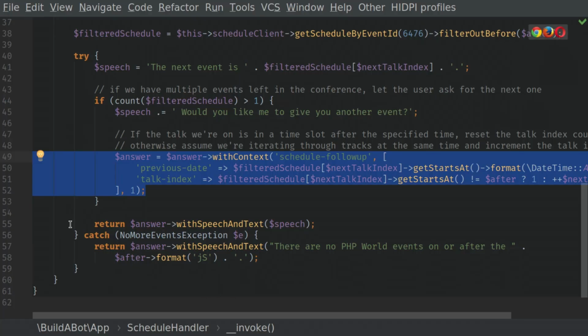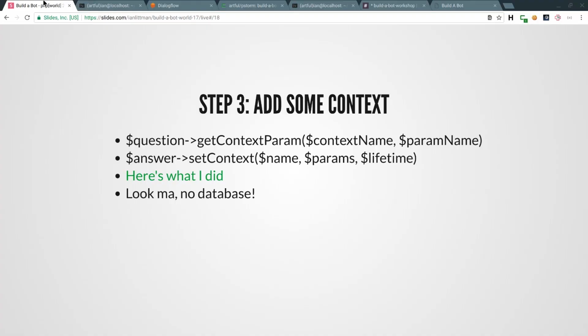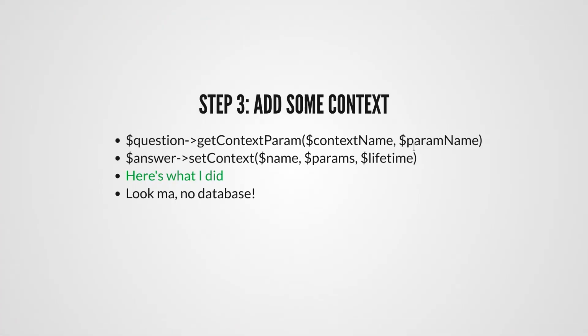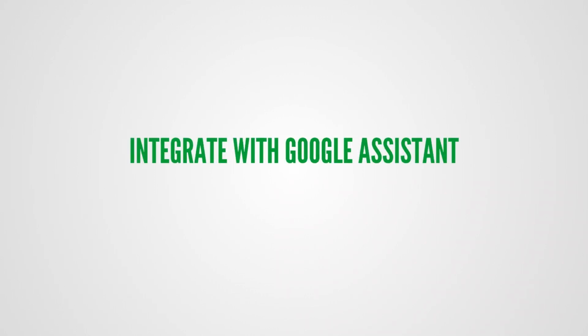Again, for the sake of time, I'll let you all take a look at that commit and that code later, because I'd like to get to the last step here, which is once we add the context piece, we have a built bot. But we can also integrate with Google Assistant.